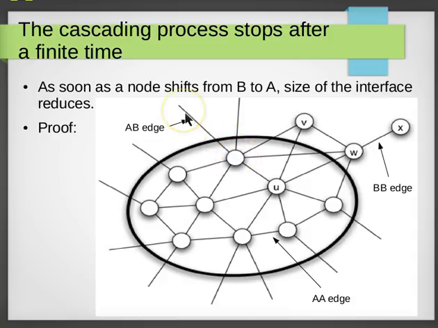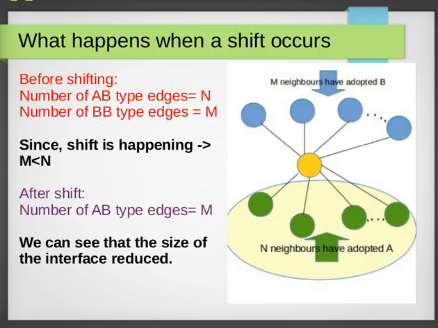And if we prove that as soon as a shift occurs on this network, as soon as a node shifts from B to A, the size of the interface strictly reduces, it means that after a finite number of steps your size of interface will become 0, and as soon as the size of interface becomes 0, there will be no more possible shifts. So what we are left to prove is that as soon as a node shifts from B to A, the size of your interface will strictly reduce. Let us try to see how it happens.